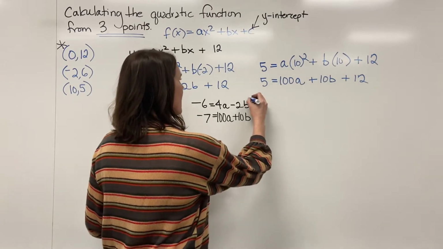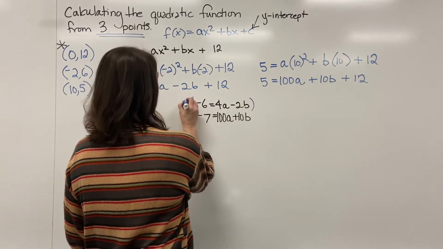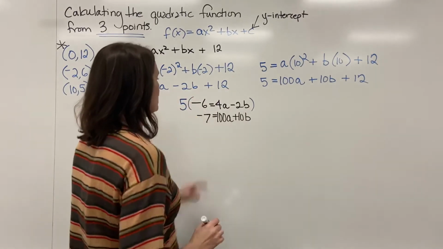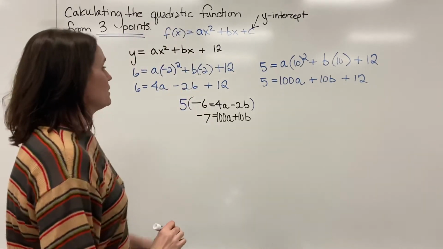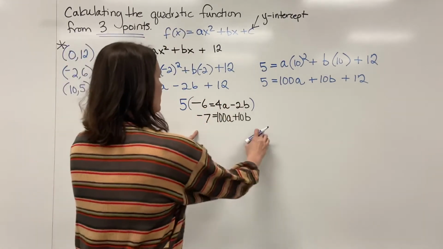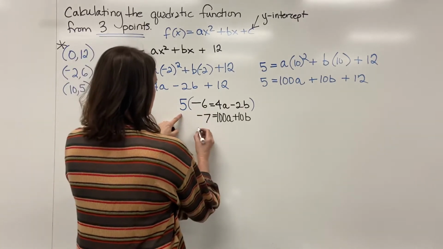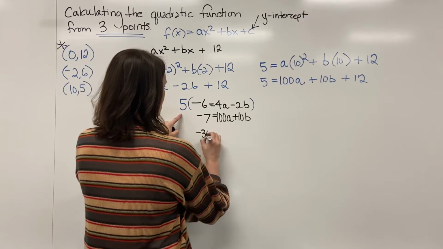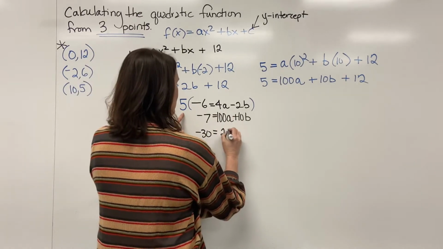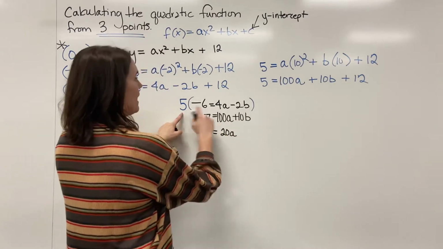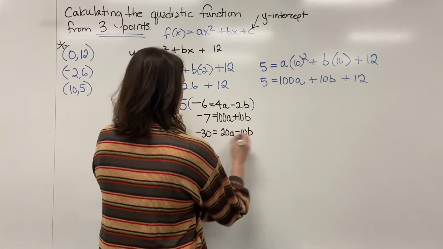So I'm gonna multiply everything on the top equation by +5. Remember, everything, including what's on the other side of the equal sign, needs to be multiplied by 5. Okay, so I'm gonna do that, and I'm gonna write my answer down here for that. So that gives me -30 equals 5 times 4a is 20a, and then 5 times -2b is -10b.